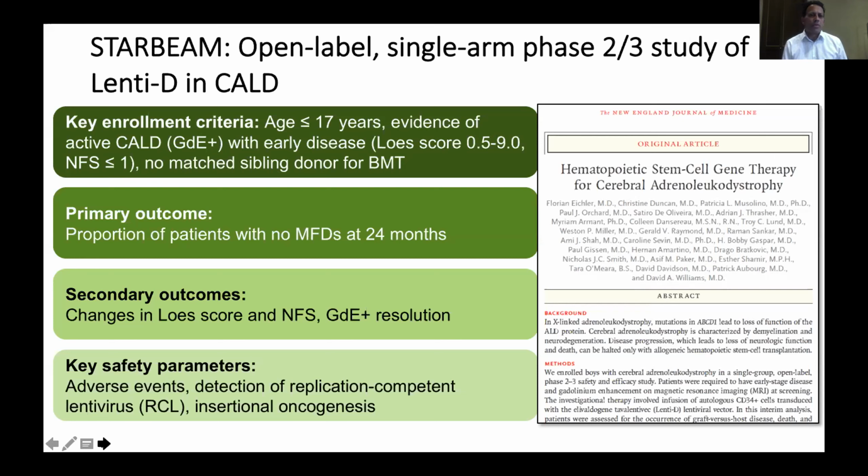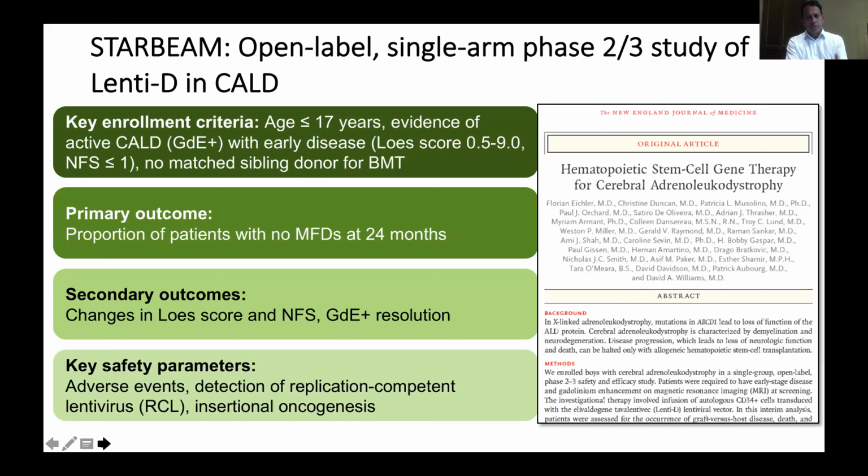We used exactly the same enrollment criteria that are used for bone marrow transplantation, namely that it had to be active cerebral disease with contrast enhancement. Early stage disease, as Dr. Lund described, was required, but different from the transplant scenario, we initially excluded patients who had matched sibling donors, since we thought in the first phase of the study they would do better with a bone marrow transplant. In the meantime, this was abandoned, and we also now include patients who have matched sibling donors.